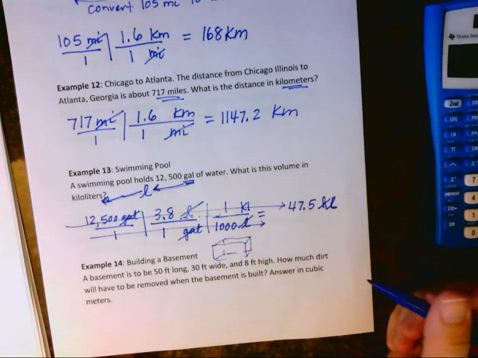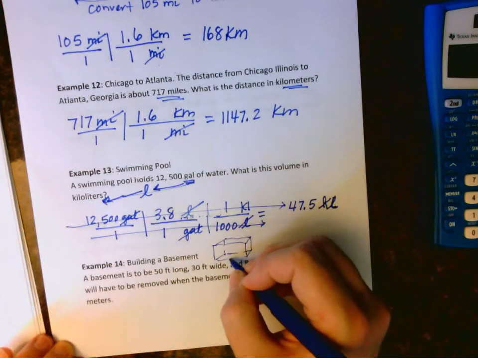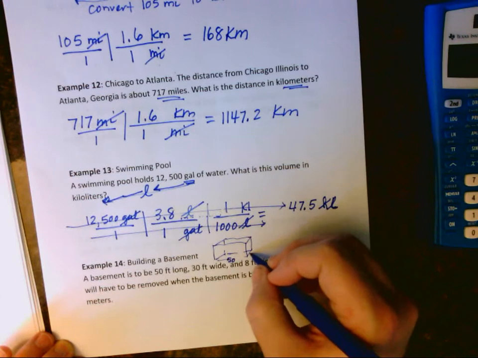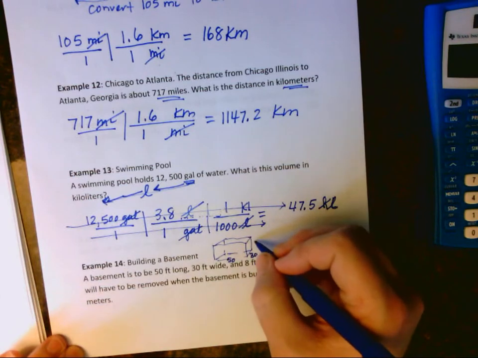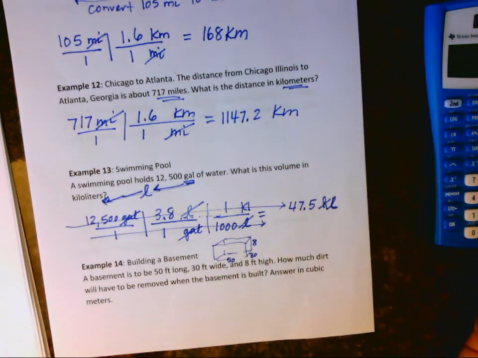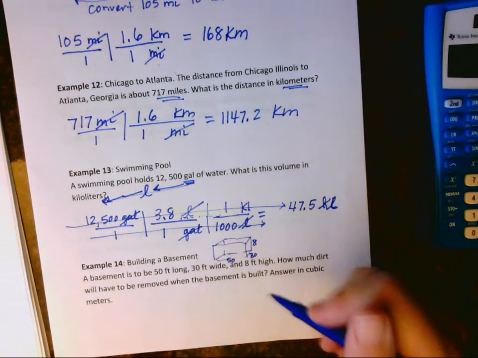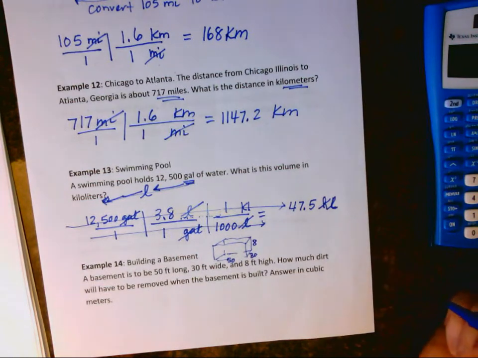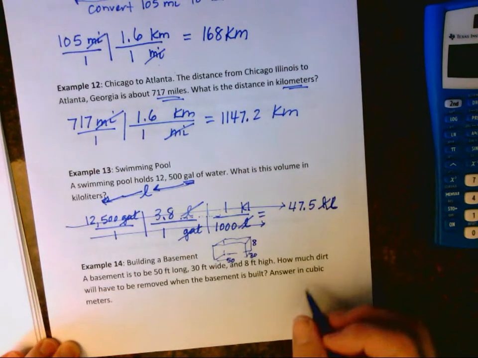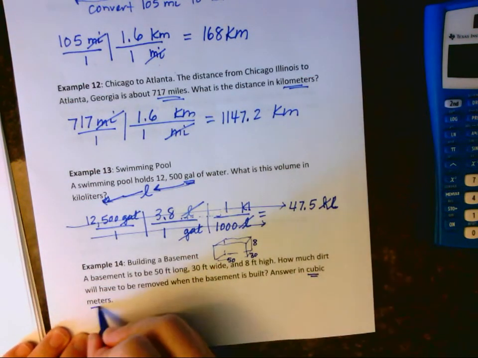Okay, so you've got a basement, and they're telling you that it's 50 feet long, 30 feet wide (my drawing is clearly not to scale), and 8 feet tall. How much dirt will have to be removed when the basement is built? Obviously, this is not realistic. They remove more dirt than the actual basement, but we'll pretend they're removing exactly as much as the basement, okay? And they want the answer in cubic meters.